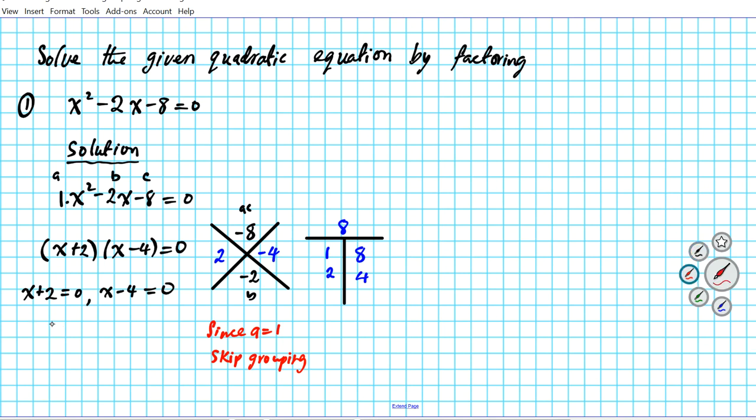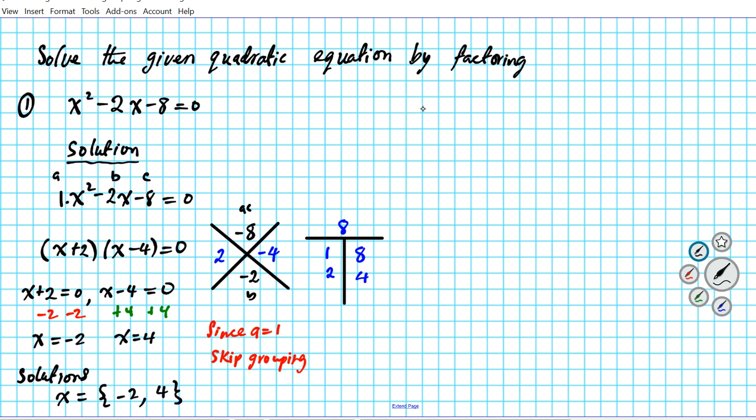To solve the first resulting equation, just subtract 2 from both sides, and then you have x equals negative 2. And for the other one, you just add 4 to both sides, and then you have x equals positive 4. So our solutions are x equals the set negative 2 and 4.